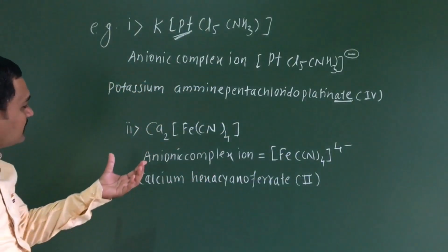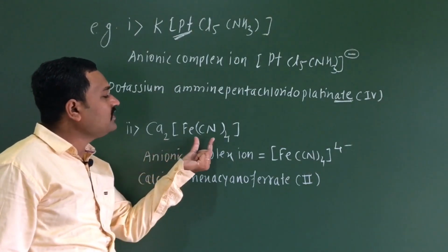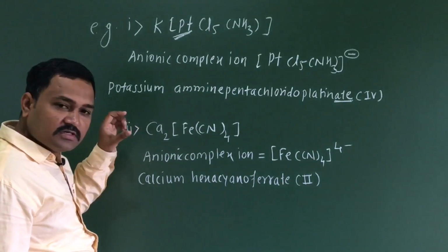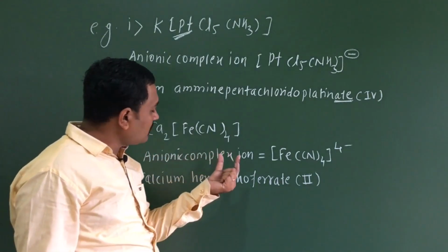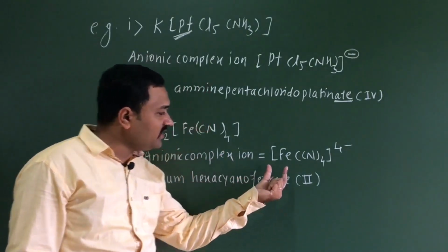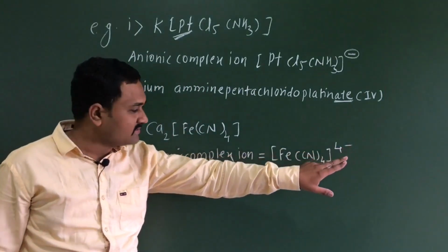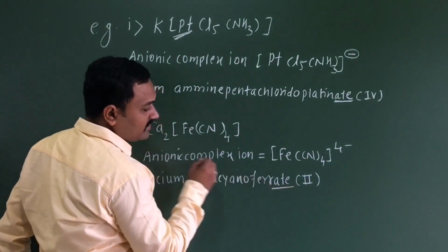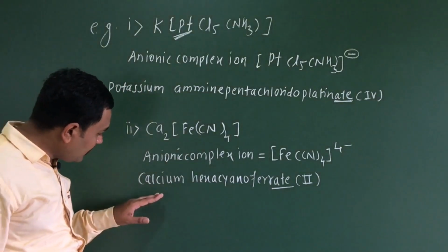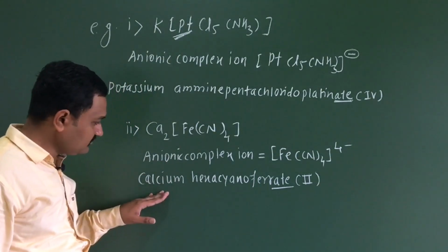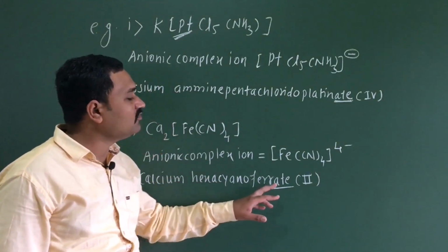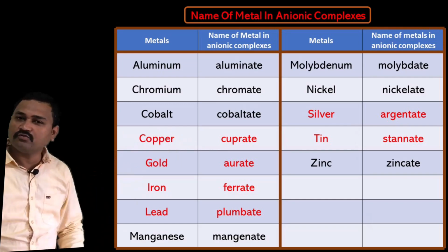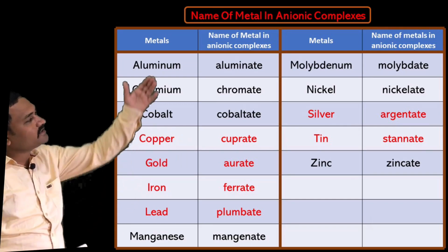Now let us consider the second example, that is Ca2[Fe(CN)6]. So if I dissolve it, you will obtain 2 Ca2+ ions and the anionic complex ion as [Fe(CN)6]4-. Hence as it is an anionic complex, the name of the central metal ion ends with the suffix ate. So I have written its name as calcium hexacyanoferrate(II).